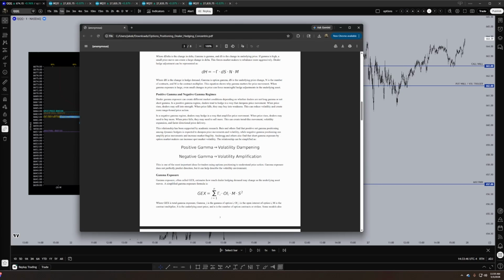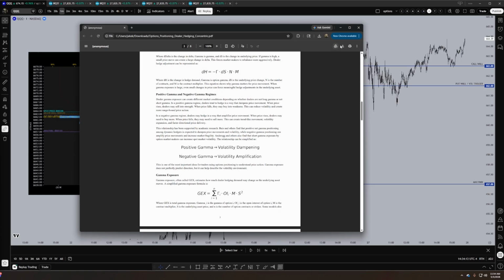So this dealer does not usually want to just sit there with unlimited risk, so they hedge because they make most of their money through commissions and spreads, right? They don't actually make most of their money by being directionally biased. So this chain is basically options positioning creates dealer exposure, then the dealer exposure creates hedging demand, then that hedging demand creates buying or selling pressure, and that buying or selling pressure can affect the price of the underlying asset.